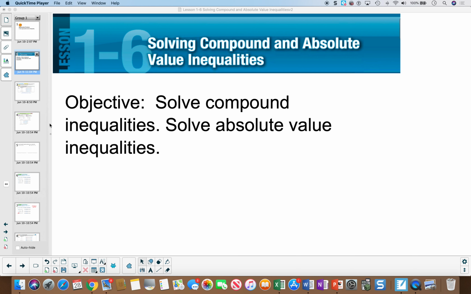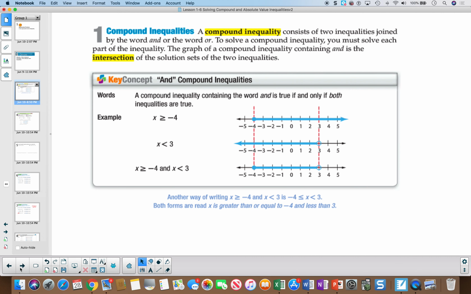1-6, solving compound and absolute value inequalities. Let's take a look at a compound inequality. This consists of two inequalities joined by the word and or by the word or. Let's start with the word and. When we have the word and, we want to find the answers that are true to both of the inequalities.